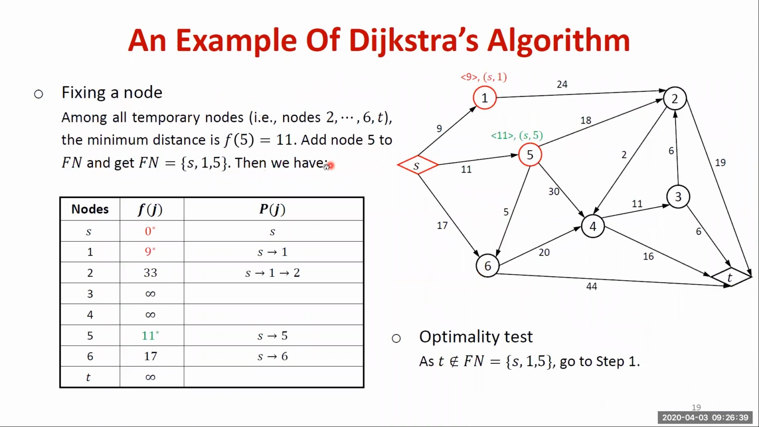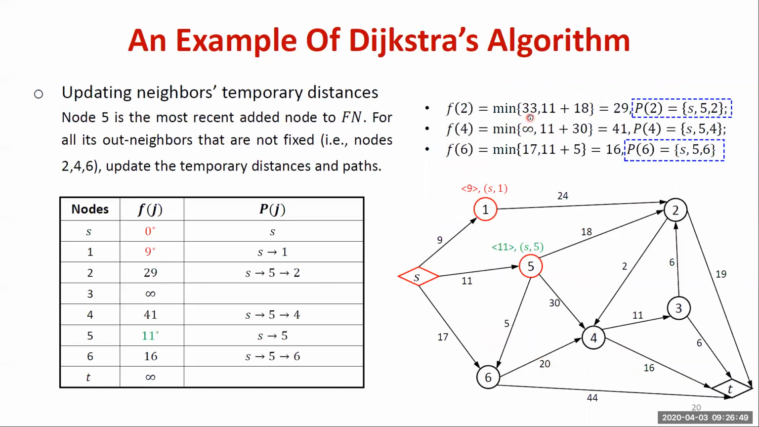What is the previous shortest distance to node 2? It is 33, with the path S to 1 to 2, very clear. It's 33. Okay, so you're going to compare 33 with the new distance. The new distance is, you're going to go from 5 directly to node 2. So what is the distance from S to 5? It is 11, right? So you're going to have 11 here.